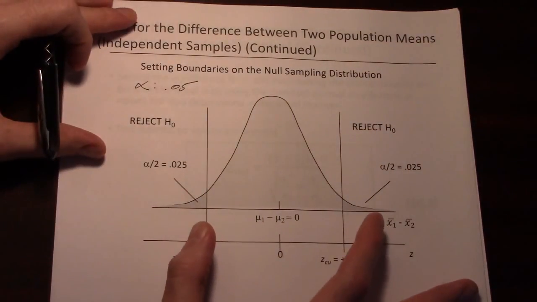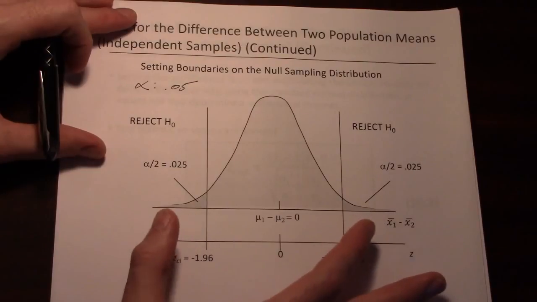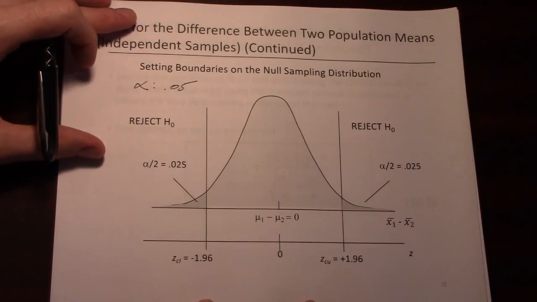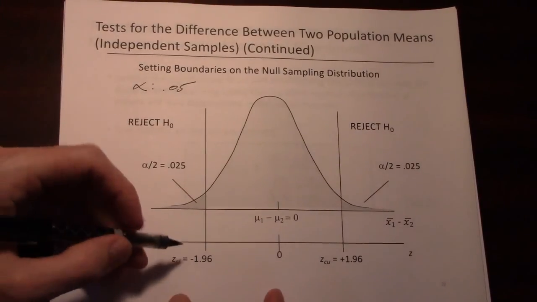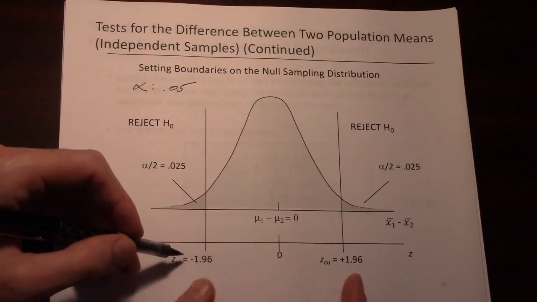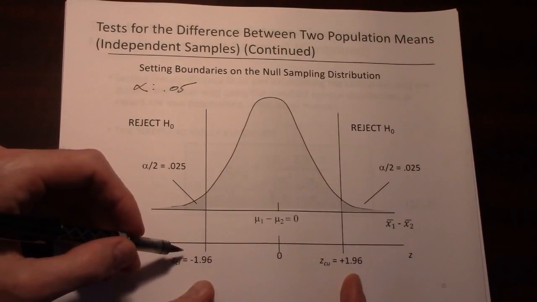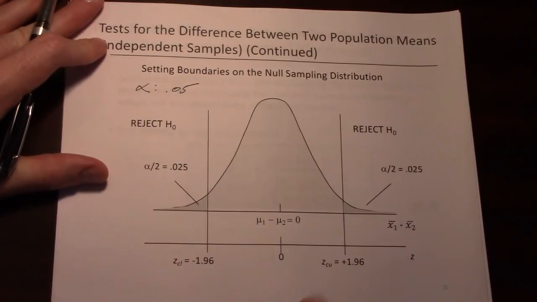It could be disproved one of two ways. It could be, our sample could be really high or really, really low. And we would have 2.5% in either tail. If we have 5% in total in the tails, we have plus or minus 1.96 as our critical values for our rejection region.